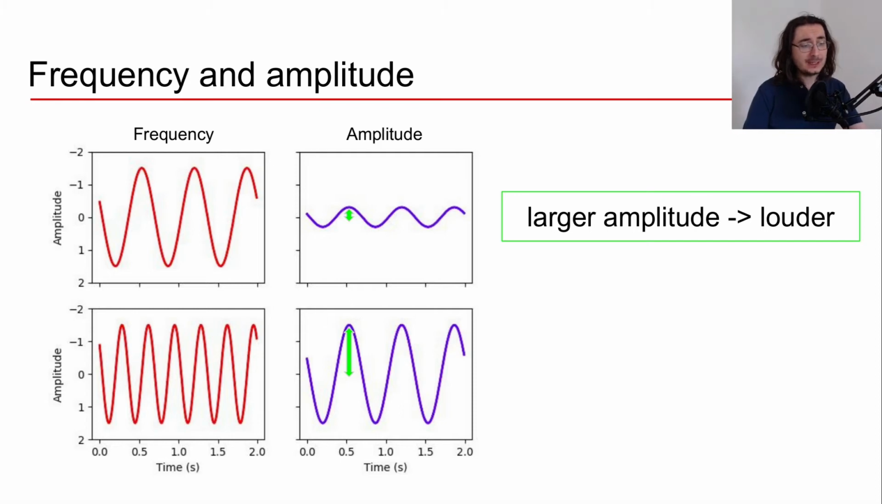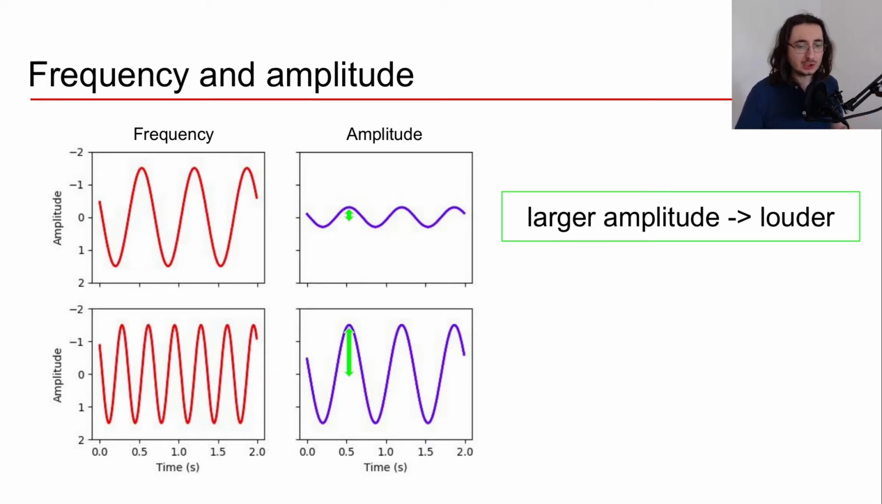Now, a similar thing can happen with amplitude. So we see here with this purple graph in the top right, where the amplitude is quite low. And then down here, bottom right, we have a sine wave with a higher amplitude. And that perceptually translates to a louder sound.